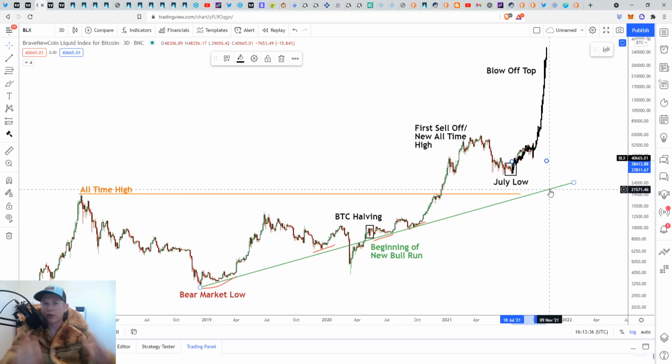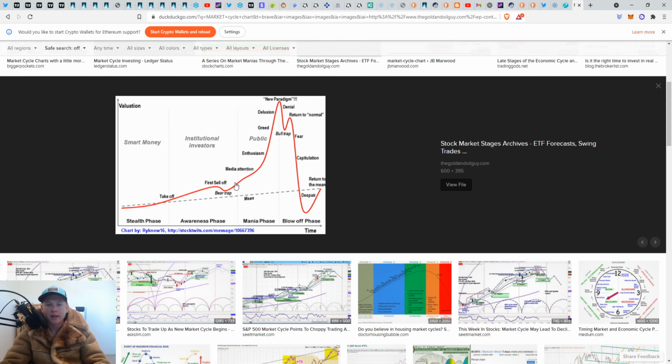We might go to 3,800, we could go to 3,700. This could overextend a few $1,000s, but it doesn't change the fact that where we're going is going to be the end of the cycle and the blow off top, where things just go pure parabolic. It's the maximum euphoria inside of a market cycle. It's this move right here. Media attention, enthusiasm, public greed, delusion, new paradigm, right?